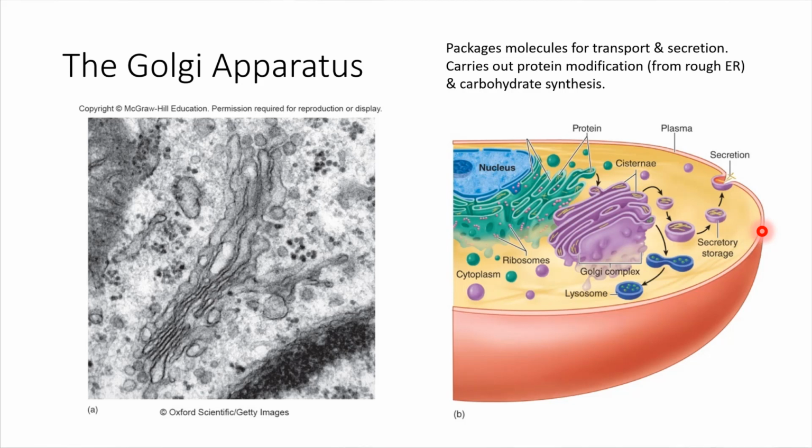So that's the Golgi. It's usually referred to as kind of like the UPS of the cell. It receives things, it sorts them, and then it ships them out where they're supposed to go.